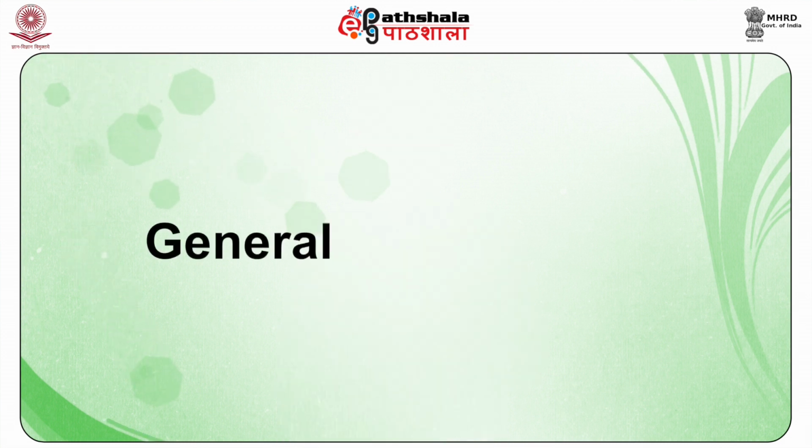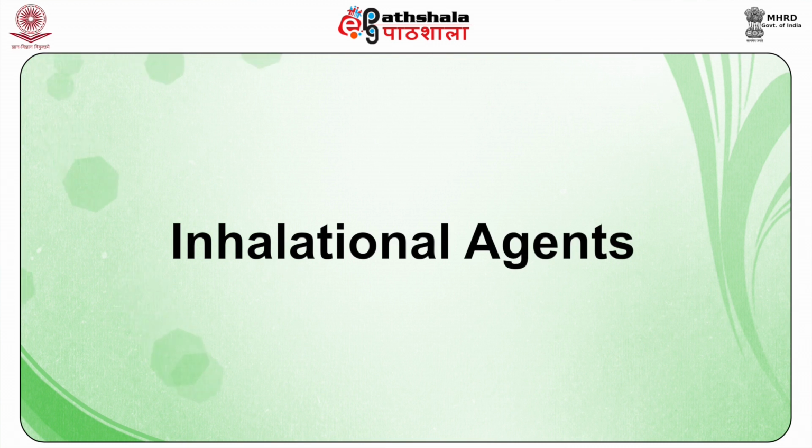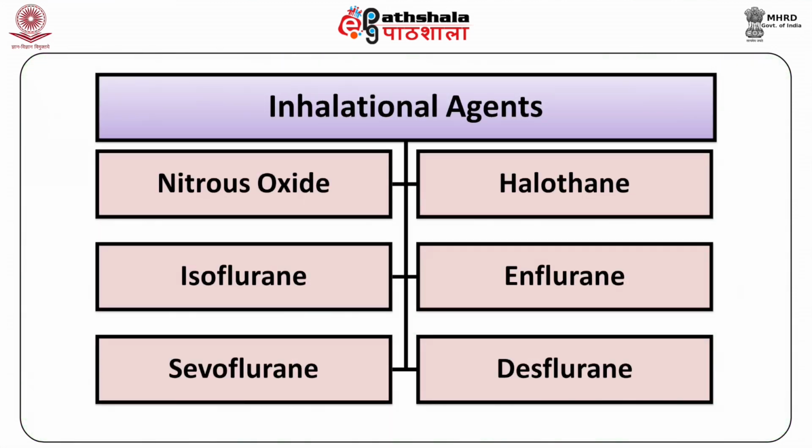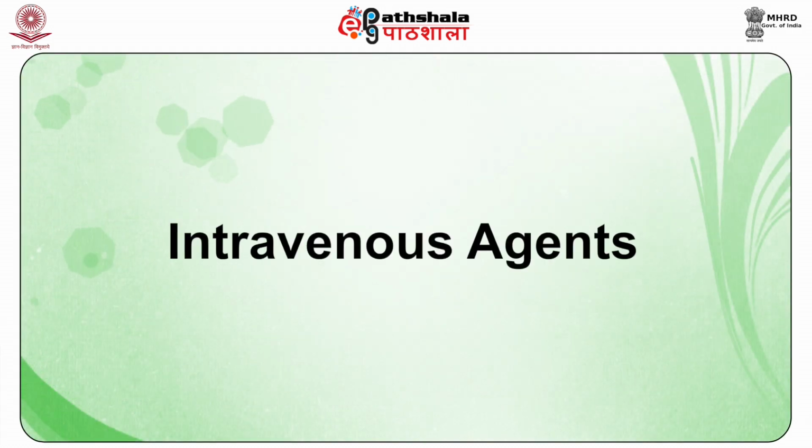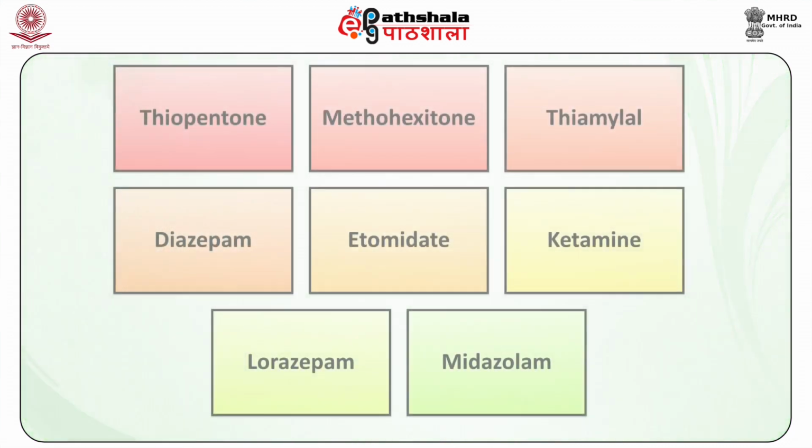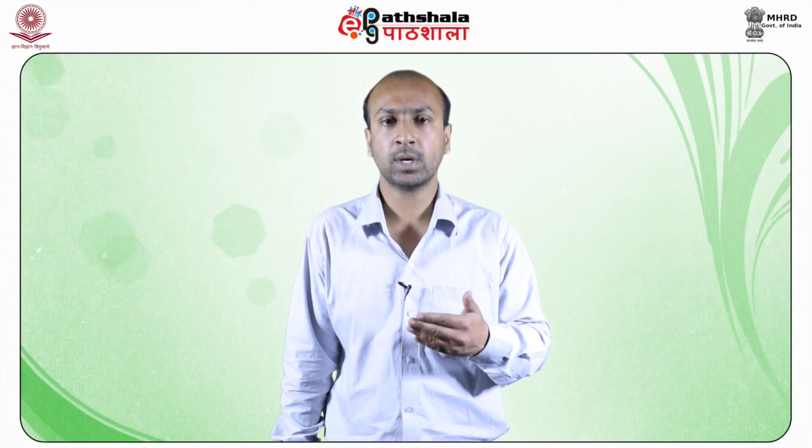Now, the anesthetic agents can be classified into two groups. General anesthetics. In this, the first is inhalational agents. Inhalational agents are the anesthetics which are given through the respiratory tract. For example, it includes nitrous oxide, halothane, enflurane, sevoflurane, and desflurane. Now, the intravenous agents. These anesthetics are injected intravenously to induce slumber. The examples include diazepam, ketamine, propofol. Now the local anesthetics. It contains cocaine, lignocaine, benzocaine, etc. falls under the category of local anesthetics.